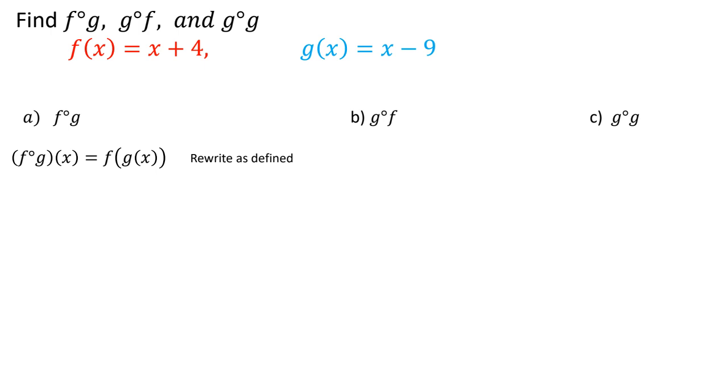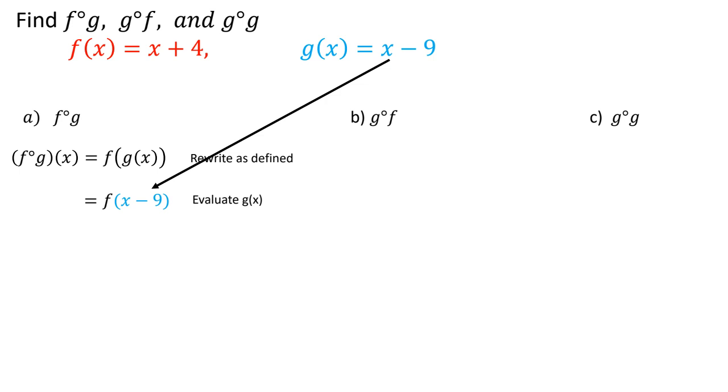Okay, and if you do this, again, it becomes a substitution game again. So the first thing that I want to do is I'm evaluating the g of x. So here, this is what I'm putting into the function f. I'm putting in x minus 9.